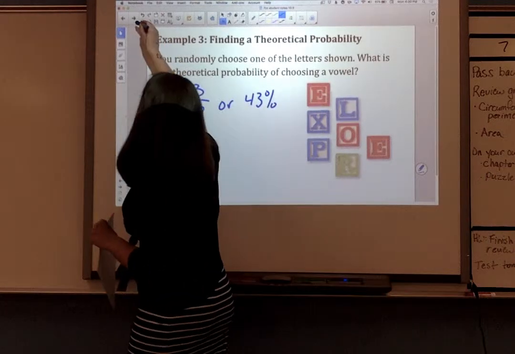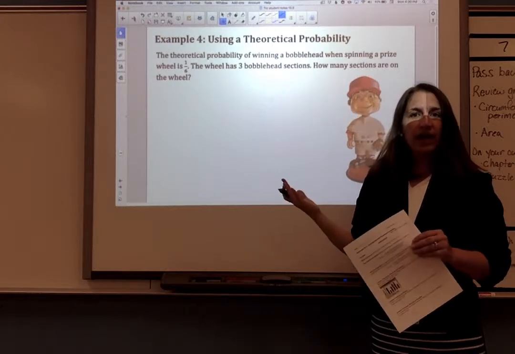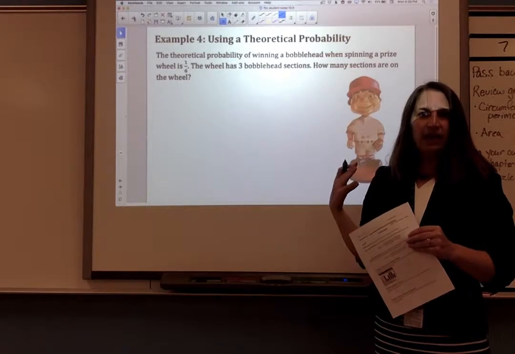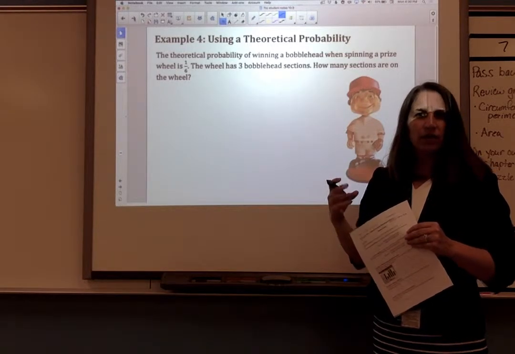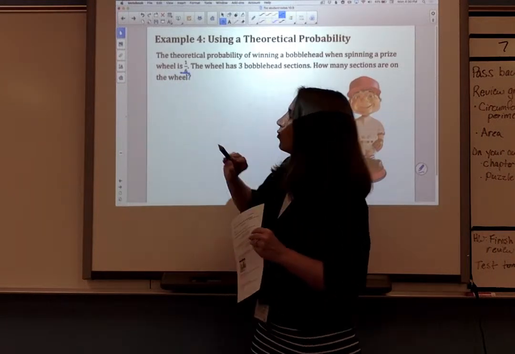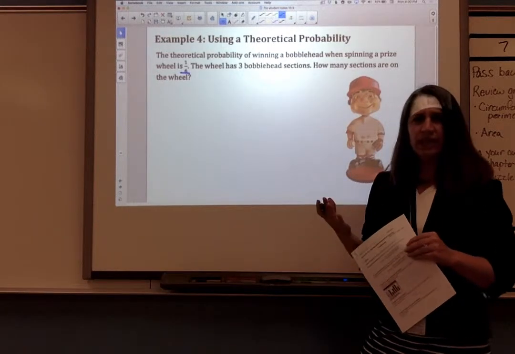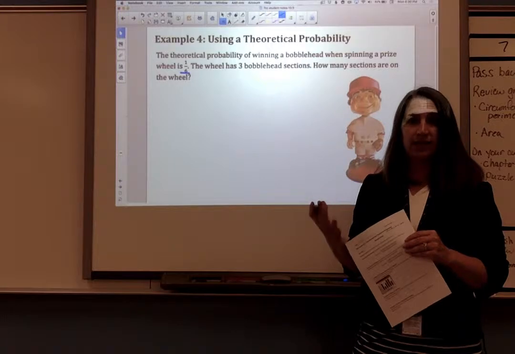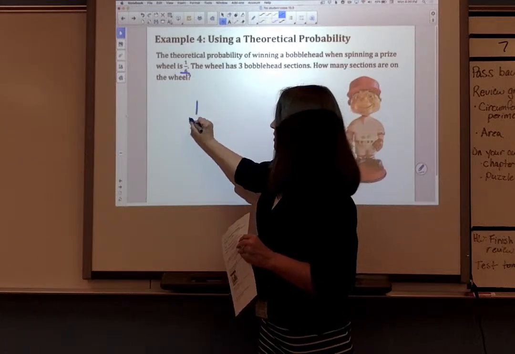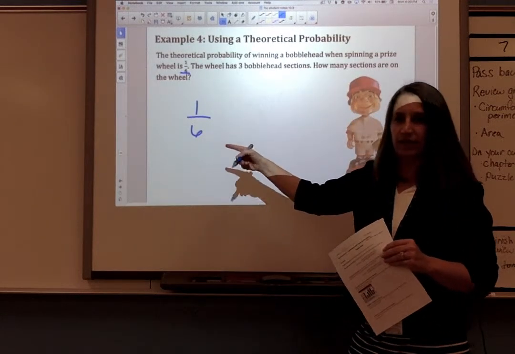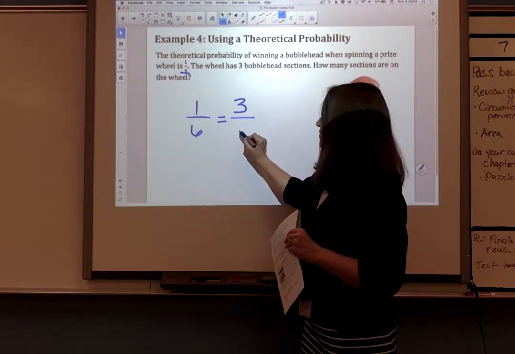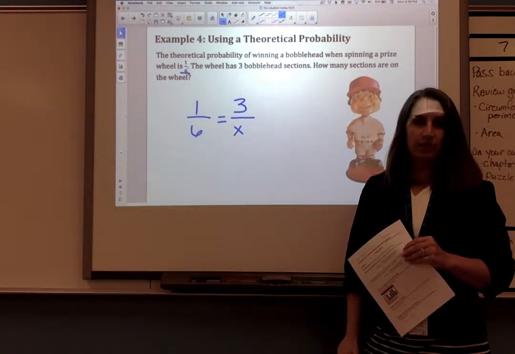All right, one more theoretical example. Here we have this game at a fair, and we're trying to win one of these bobblehead prizes. And we win the bobblehead when the theoretical probability of winning the bobblehead is 1/6, or 1 out of 6 times we should win. If we know that the wheel has 3 bobblehead sections, we want to know how many sections are on the wheel. So if the theoretical probability is we should win 1 time out of 6, and we know that there are 3 bobblehead spaces, we want to figure out how many total spaces are there.